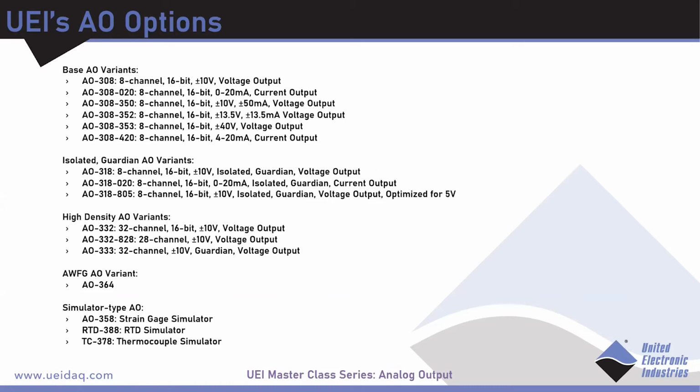Our base AO variants can do both voltage and current. They're all 16-bit standard output, so you have nice smooth output waves. They're all 8 channels, and each of them is tailored towards different applications. For example, the 4 to 20 milliamp or the 0 to 20 milliamp options can interface with certain current-based communication protocols, while the voltage output options are fairly generic and can be used for pretty much anything.